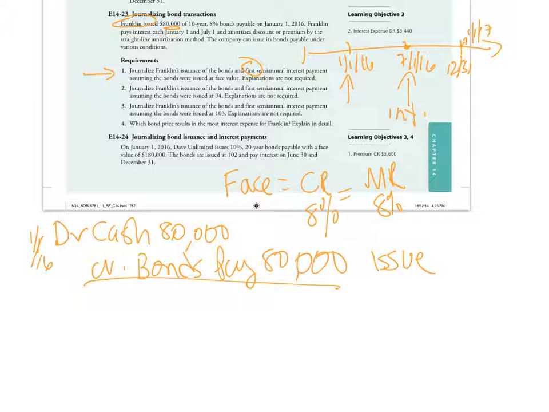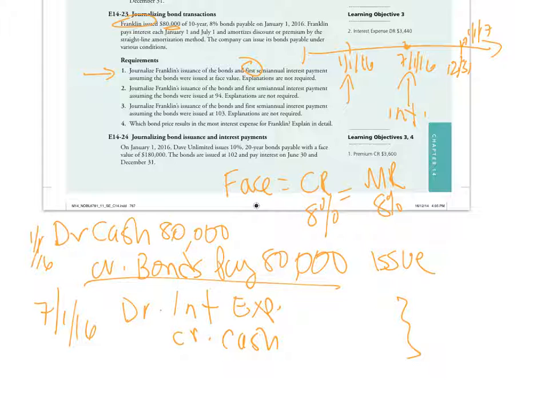Then 6 months later, once we've actually incurred interest on these bonds and we actually make the payment as well on 7/1 of 16, we're going to recognize interest expense for a certain amount, and then we're going to be also paying it. So we have a payment of cash for that same amount. Now, what is this amount? Well, it is always based on the contract rate.